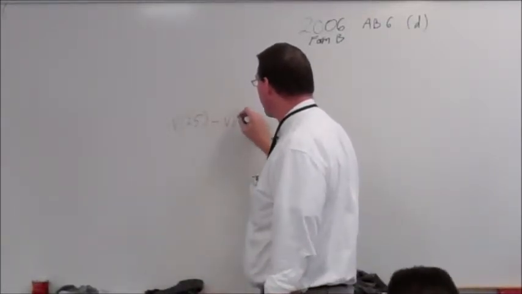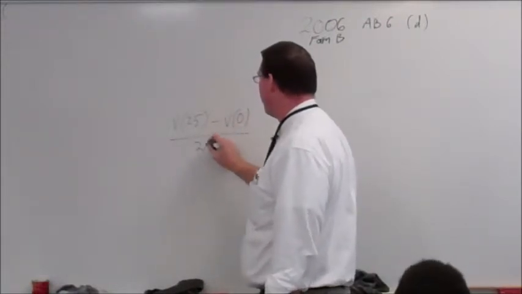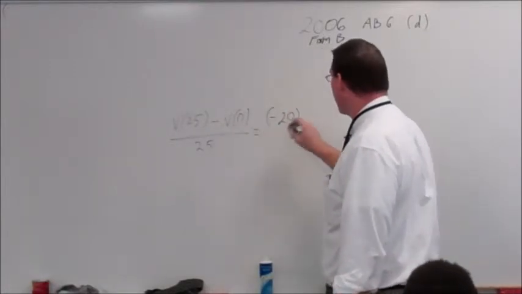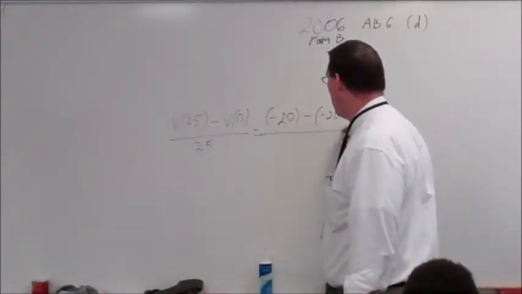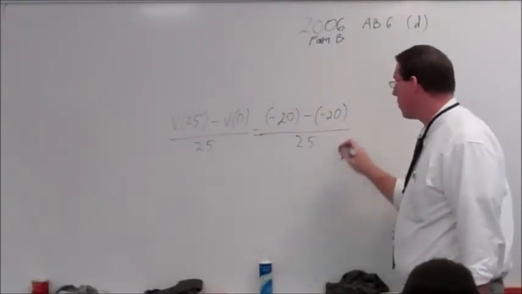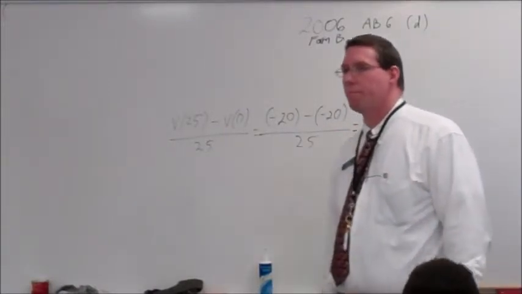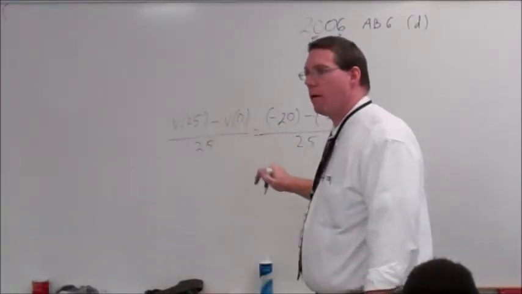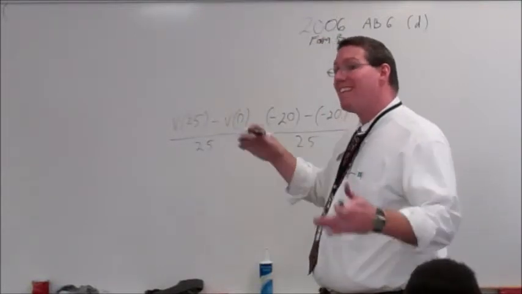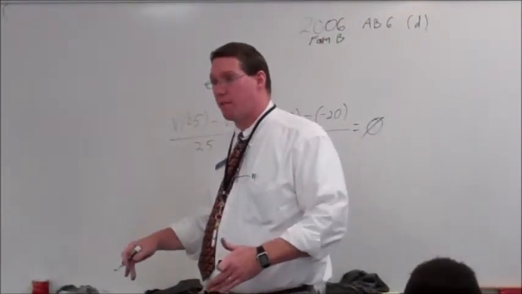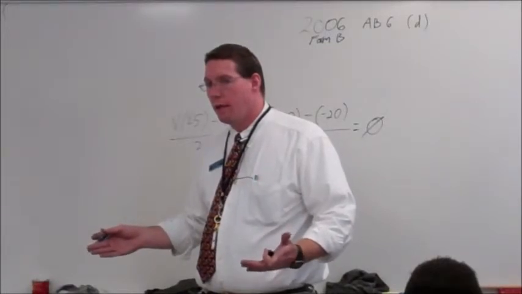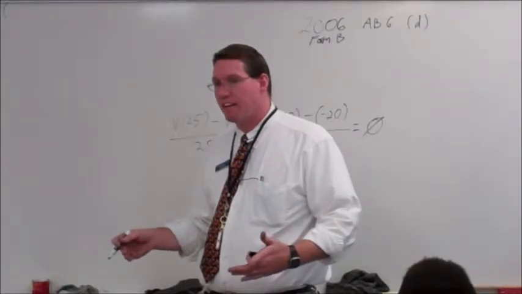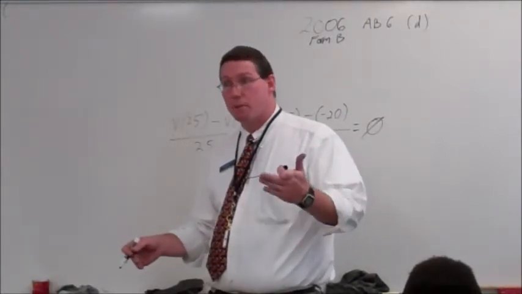V of 25 minus V of 0 over 25. V of 25 is equal to negative 20. V of 0 is equal to negative 20. Over 25, 0. The average rate of change in velocity is equal to 0. So the instantaneous rate of change in velocity, which we call... Now, what do we call the instantaneous rate of change in velocity? Acceleration, the derivative of velocity, which is acceleration.